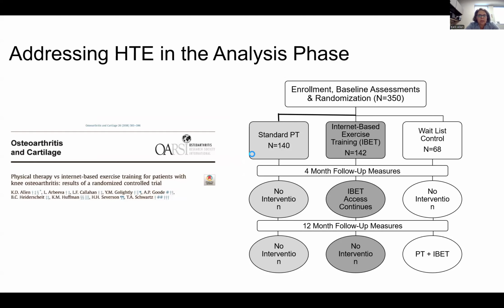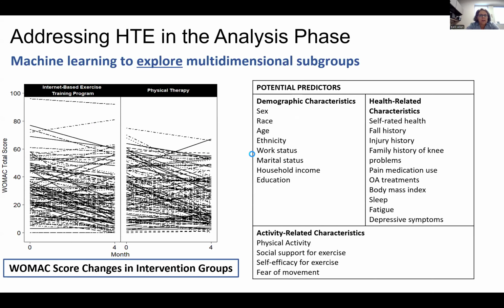So this was a study in which we compared physical therapy and internet-based exercise training relative to a waitlist control group in people with knee osteoarthritis. So this is an overview of the trial design here. On the left, you see the graph I showed earlier of these individual patient trajectories and WOMAC score from 0 to 4 months. And we used machine learning approaches. We've actually used a few different types of machine learning approaches to explore multidimensional subgroups. And I'm going to give you just one of those examples today.